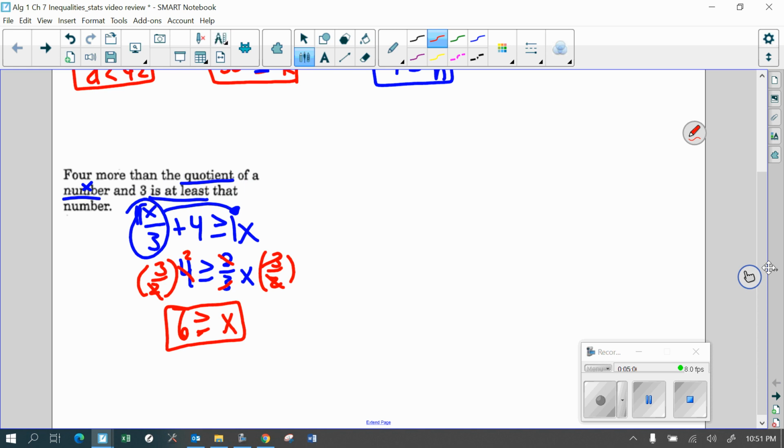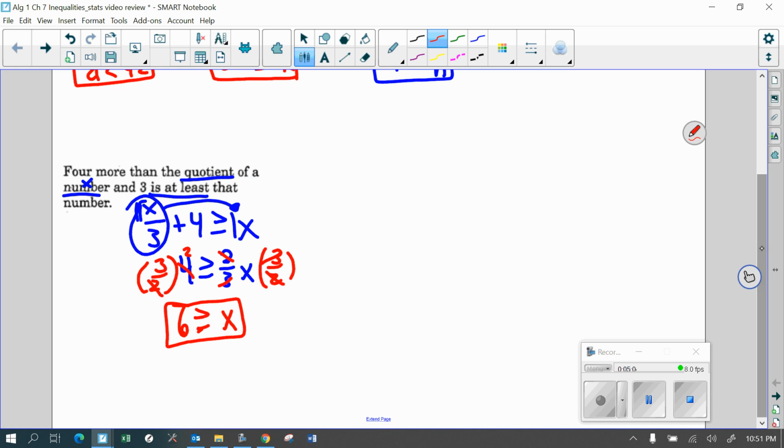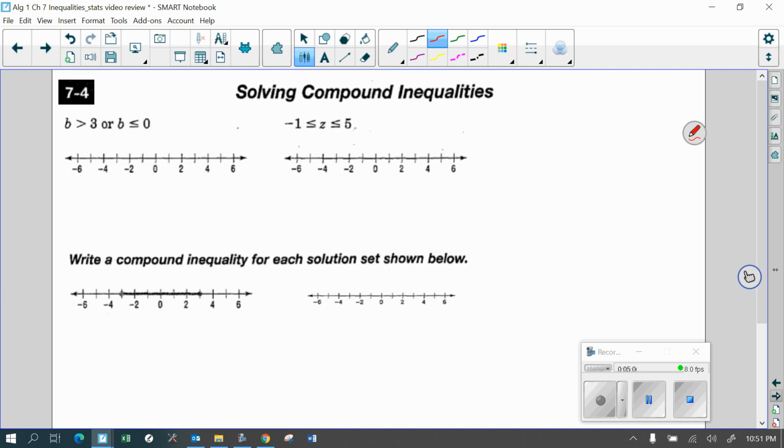Dividing or multiplying by a negative, as I wrote, so I don't have to remember about switching that inequality sign. So that's the reason I teach you to solve for x as I have. All right, now we're going to go ahead and graph compound inequalities.